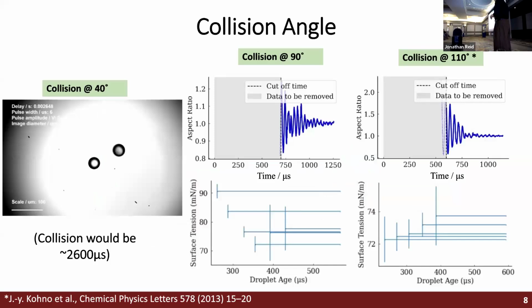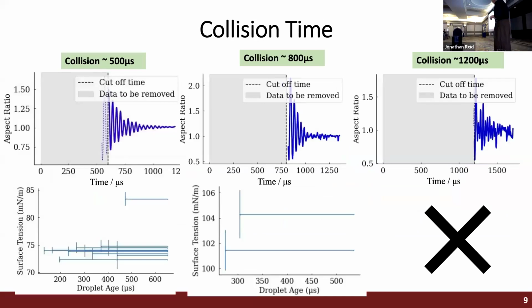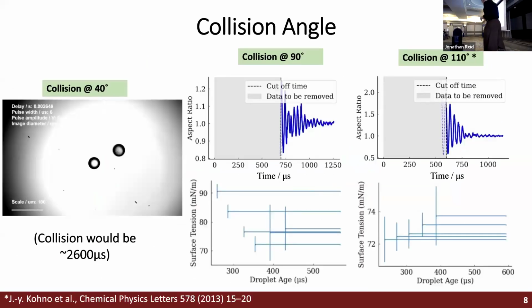So at first, I tried different collision angles.